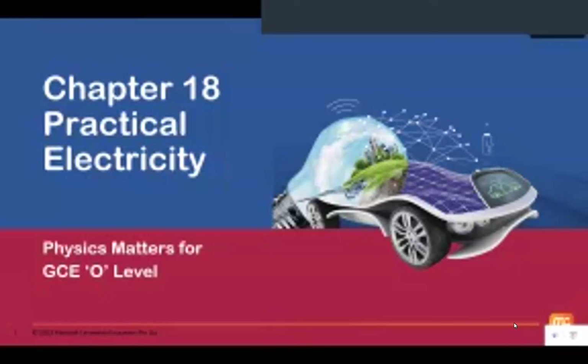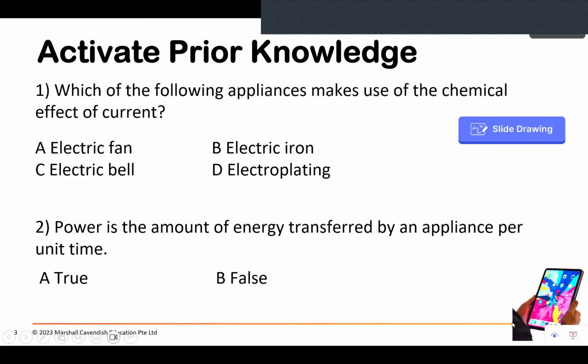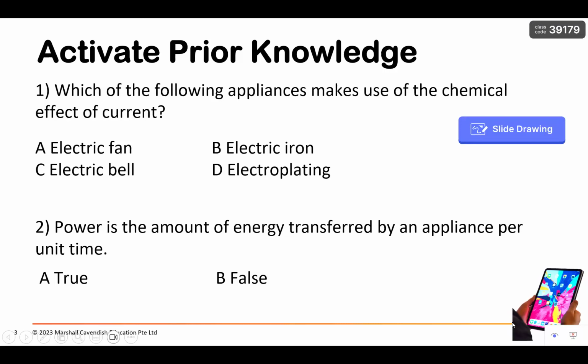Practical Electricity Part 1. Okay, in this section, we'll be covering the calculations required for practical electricity. So before we start, let us do a very quick recap of what we have learned about practical electricity in our lower sec science. Okay, we have learned that there are 4 different effects of electricity. Okay, there is the heating effect, lighting effect, sound effect, and chemical effects.